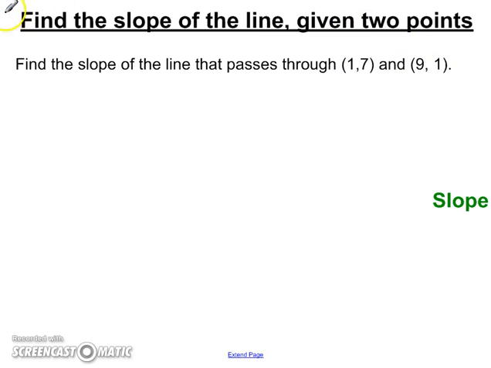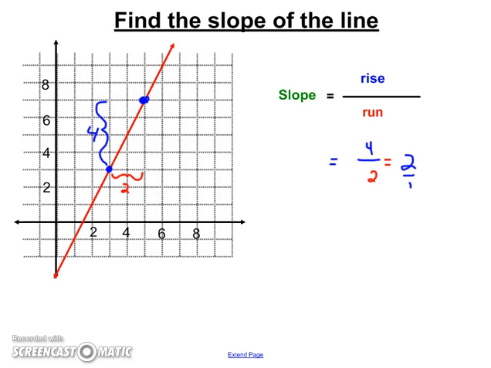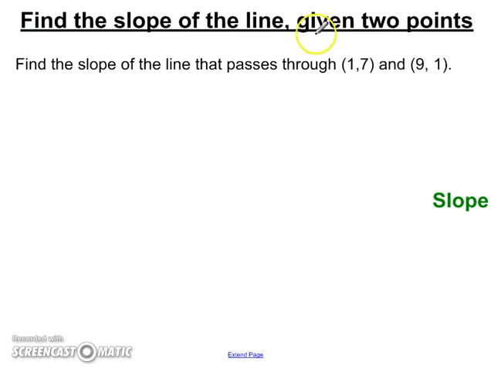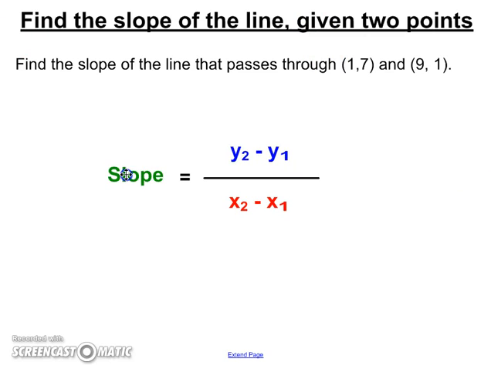Okay, so in this case, if I go back to the previous slide, we could find the slope because we can count it out on a graph. But what if we don't have a graph? What if we just have the ordered pairs? Well, in this particular case, we're going to use a little formula. Now, you remember, in our slope formula, it was rise over run.